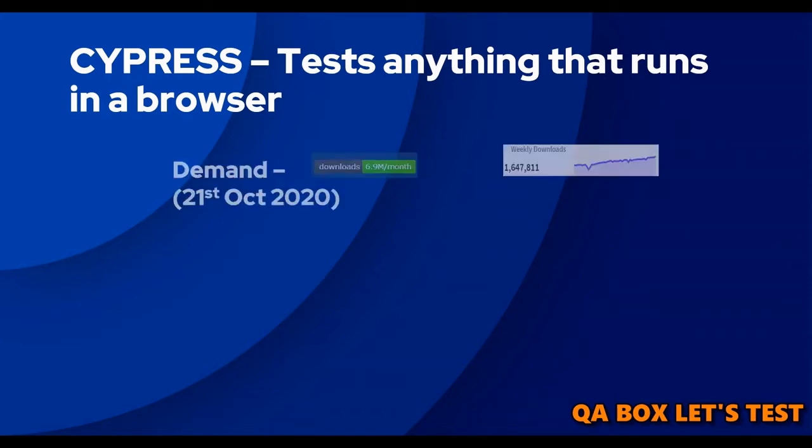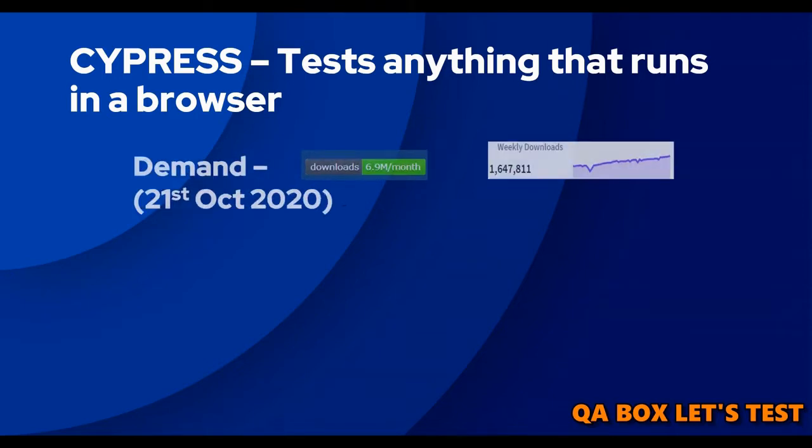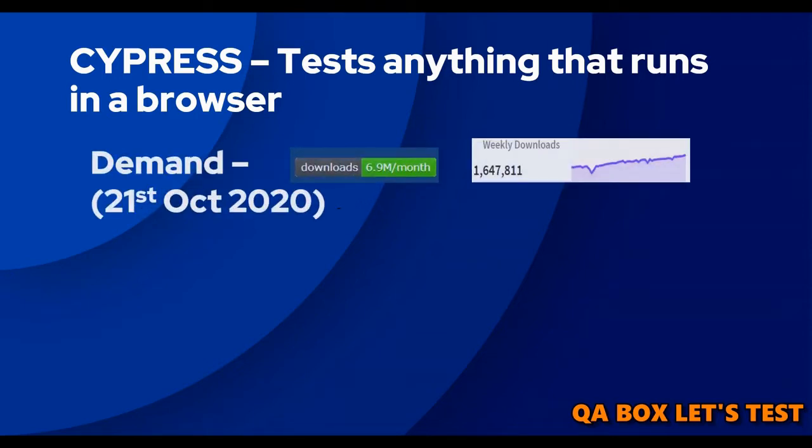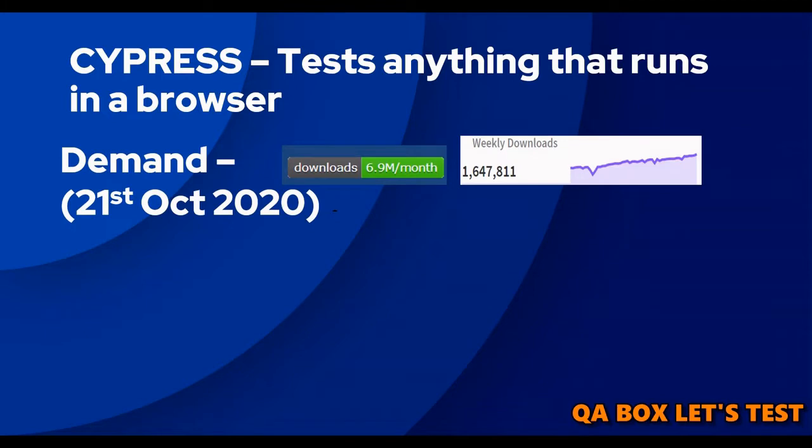In terms of its demand, today it's 21st of October and this is what I've downloaded from the GitHub page of Cypress, and you could see the number of downloads per month and per week.